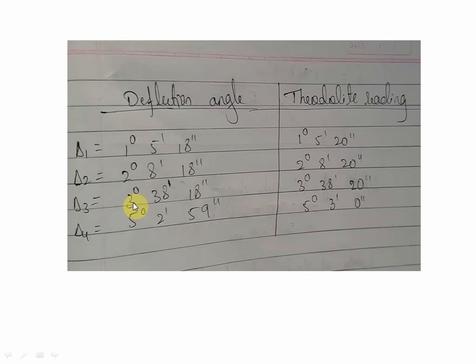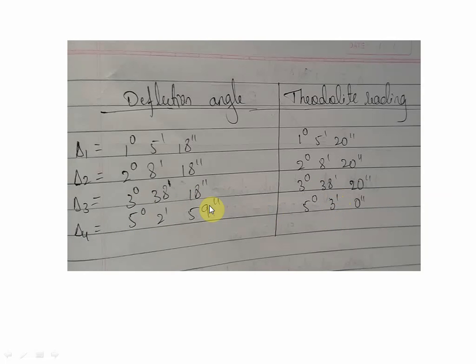Again deflection angle 3 is 3 degrees 38 minutes 18 seconds. Again that is also 3 degrees 38 minutes 20 seconds. Here see the last deflection angle 4, 5 degrees 2 minutes 59 seconds. There should not be 59 seconds. Okay, so you have to convert it to 60 seconds. So 60 seconds is nothing but plus 1 minute, the next unit, correct?